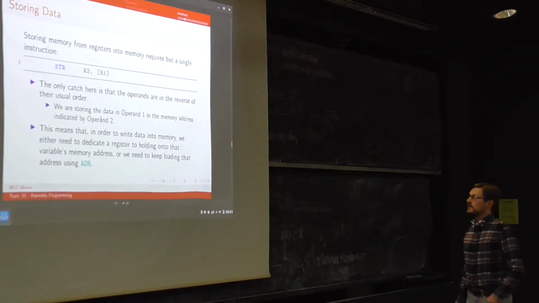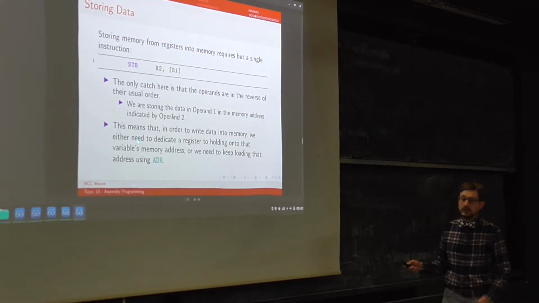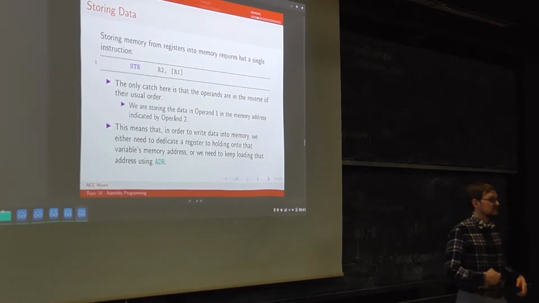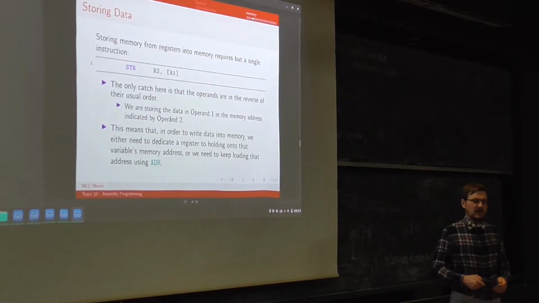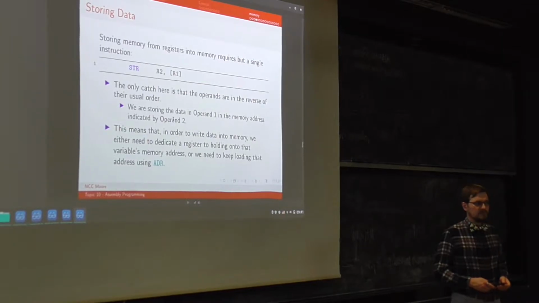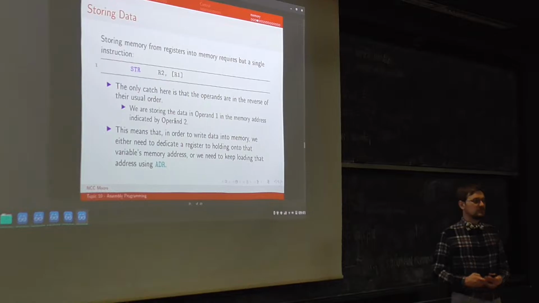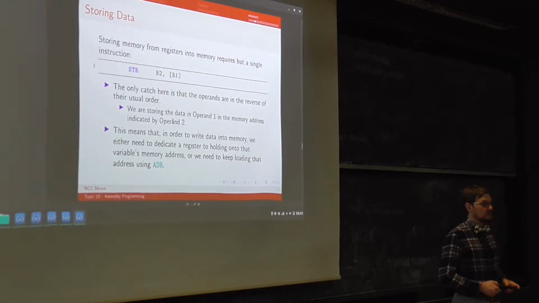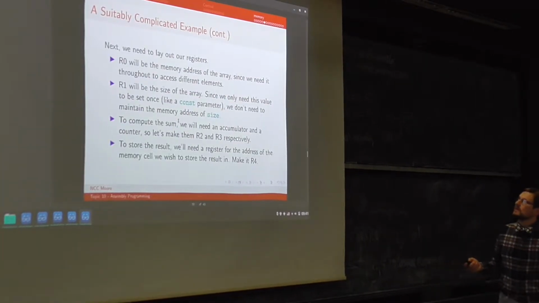This means that in order to write data into memory, we need to either dedicate a register to holding that variable's memory address, or we need to keep reloading that address using the address-of operator. Normally, you just keep the address in a register. That's why you have 13 functional general purpose registers. Make sense? Shall we do an example then?